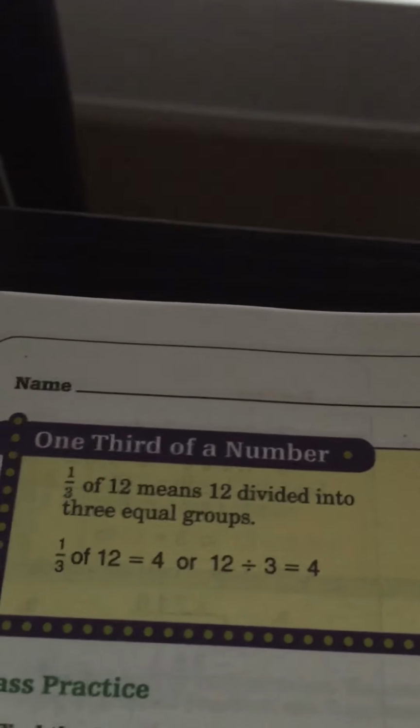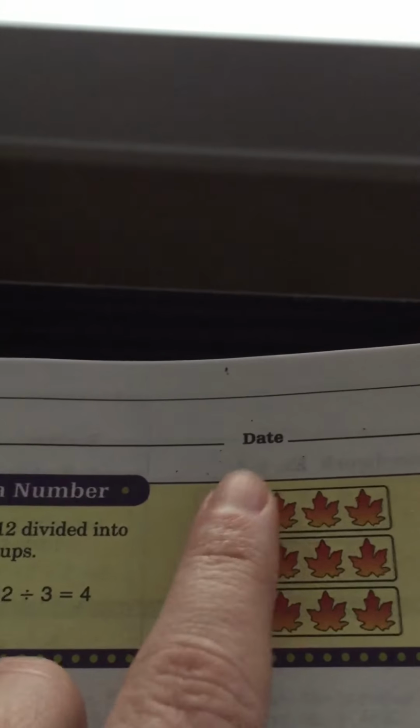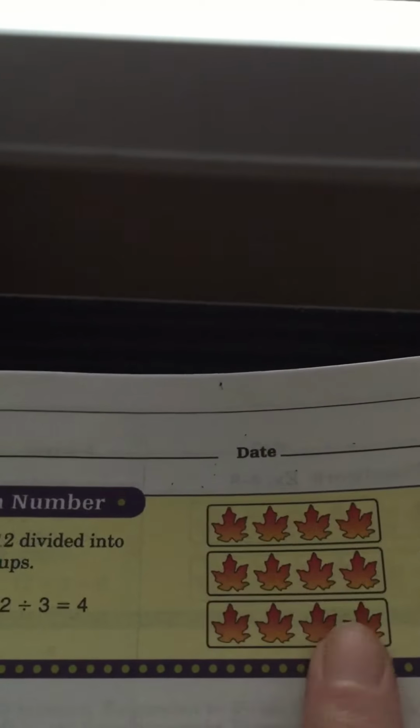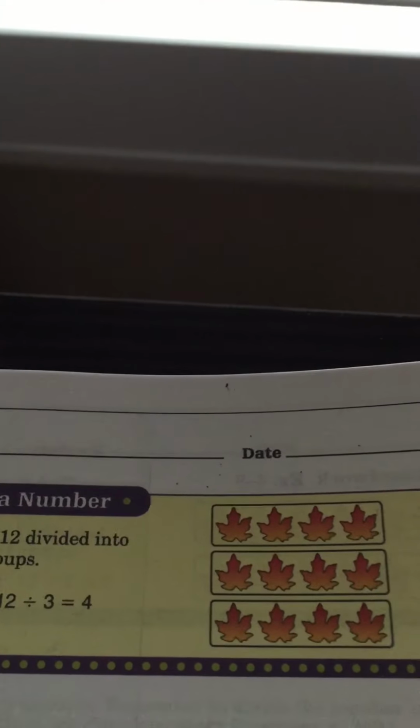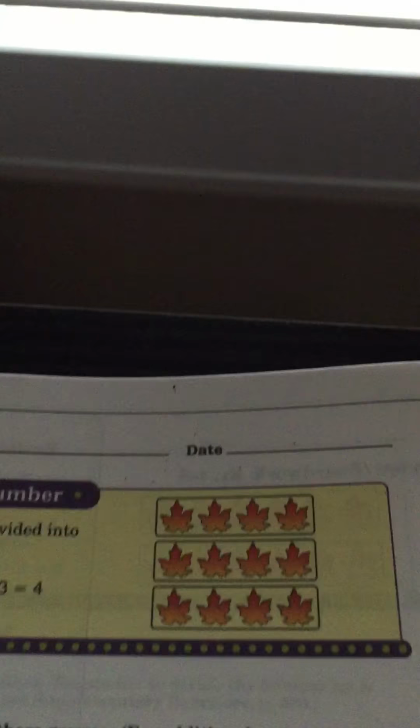First off, this time they took the 12, but since they're dividing by 3, they drew out 3 boxes and then they placed in the 12 leaves.